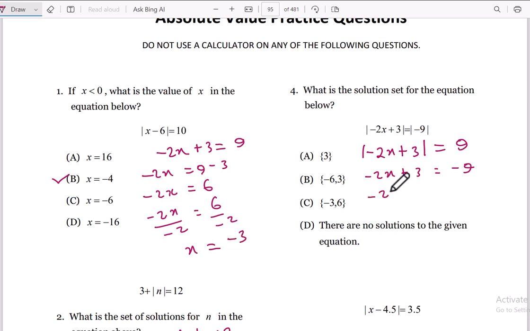Let's fix this one. So negative 2x is equal to negative 9 minus 3, and that is negative 2x is equal to minus 12. Right? So from here, we divide both sides by negative 2. Negative 12 divided by negative 2, so x is equal to 6. The question asks, what is the solution set for the equation below? That's 6 and negative 3. Which option is that? That's C, 6 and negative 3.